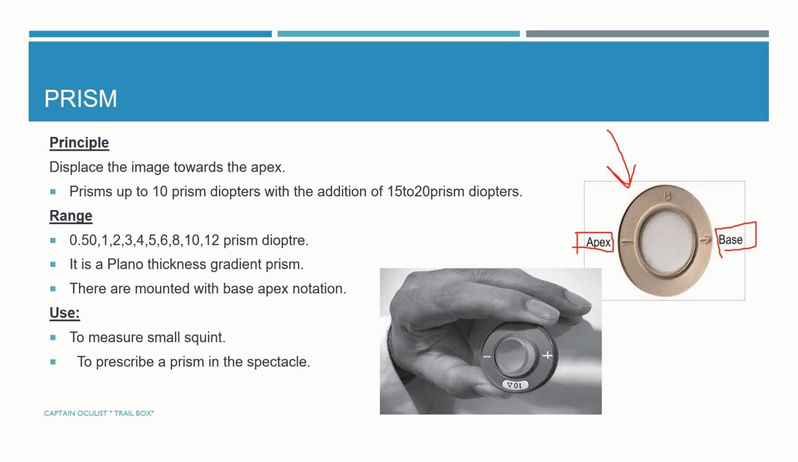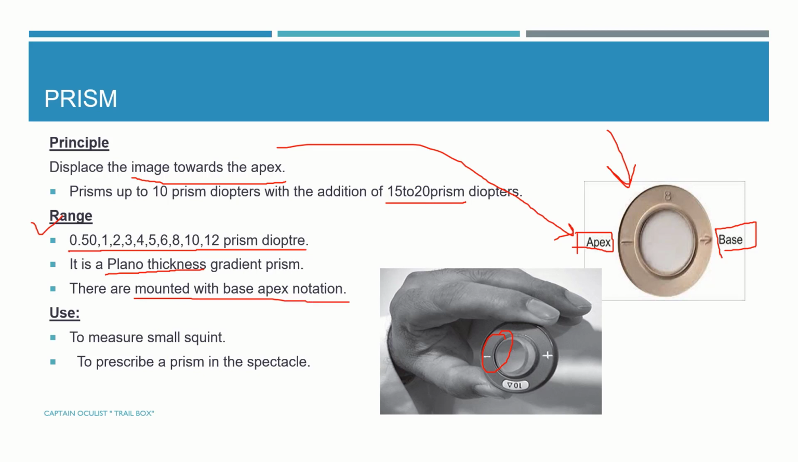So they have a principle. The principle is what? Displacing the image toward the apex. Always displace the image toward the apex. Then the prism is up to 10 prism diopter with addition of 15 to 20 prism diopter. The range is 0.50 to 1, 2, 3, 4, 5, 6, 8, 10, 12 prism diopter. It is plano thickness gradient prism. They are mounted with Beck's apex notation.